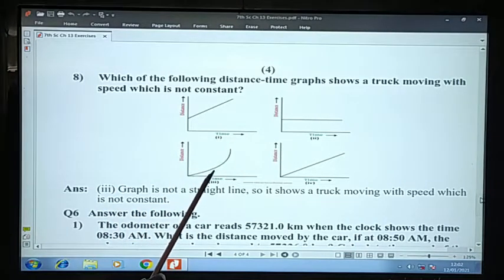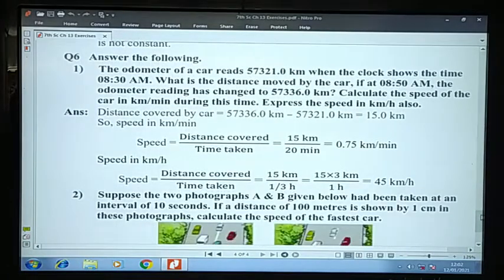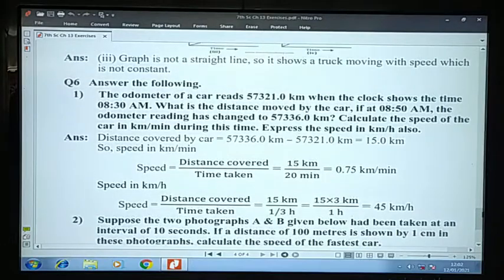So the third graph shows that it's not a straight line. So it shows a truck moving with a speed which is not constant. Okay. Now second last question is, answer the following.